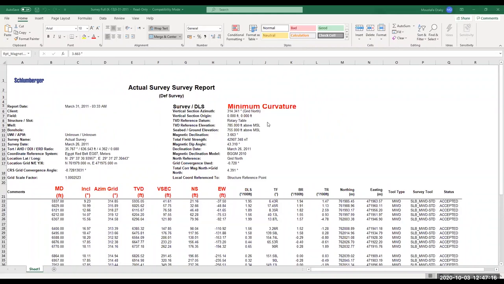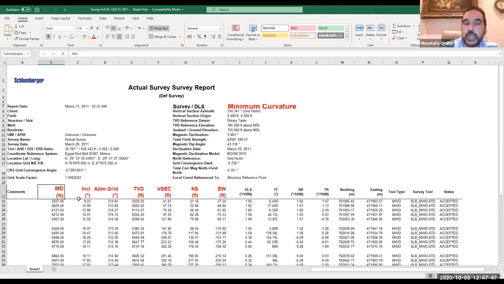So here is an actual survey that Schlumberger did for a company. I just removed the company name for confidentiality. As you see right there, they said that the survey is a minimum curvature. When you get these from any service company, they will tell you which method they use. As you will see, there's an MD, which is the measured depth, same thing that we've been discussing. Here is the MD, the inclination angle, the azimuth angle, the TVD, the vertical section, the north-south, and the east-west. All that we talked about is listed in these types of surveys.